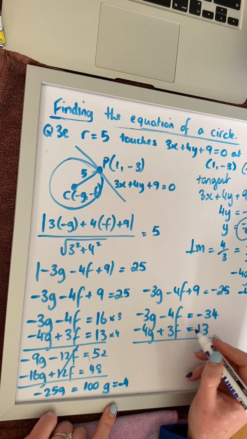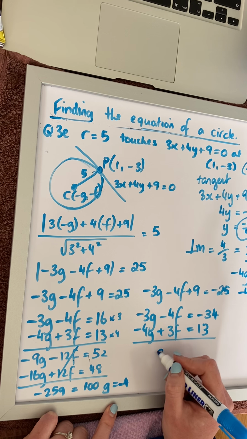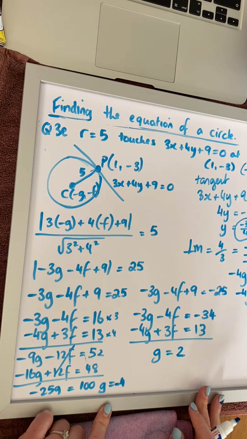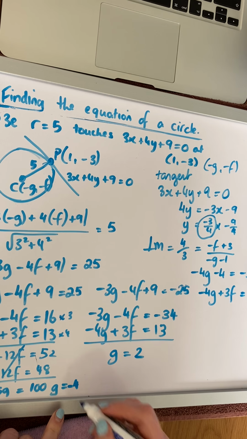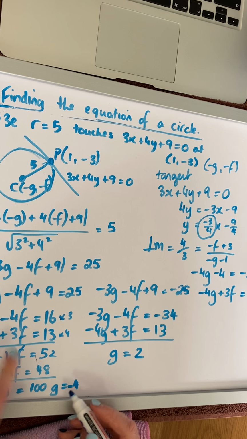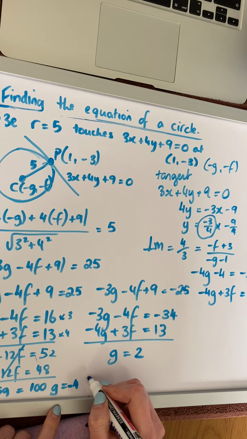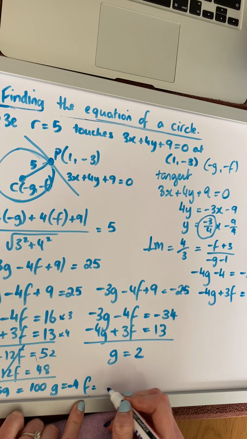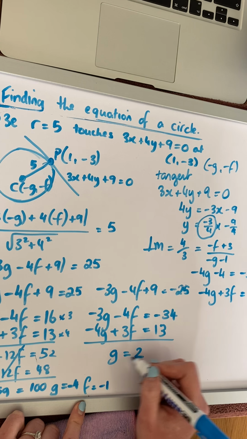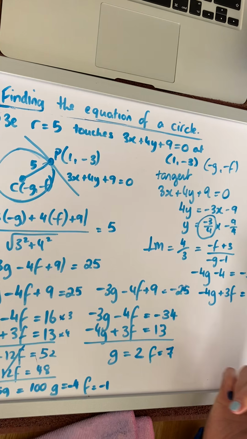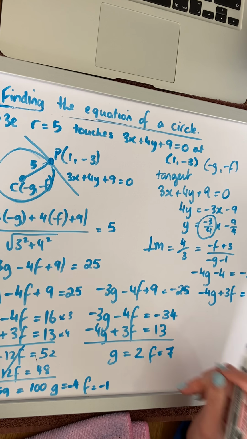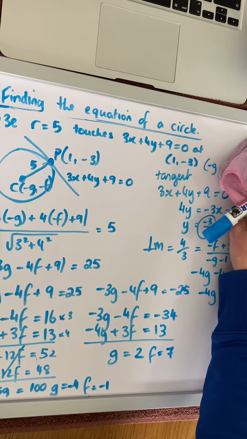Doing a similar simultaneous equations here, we get g is equal to 2. So now that we have our g values, we can go back to one of our equations and find our equivalent f value. So going back into the f values here, for minus 4, we get an f value of minus 1, and for 2, we get an f value of 7. So that's just going back into the simultaneous equations.